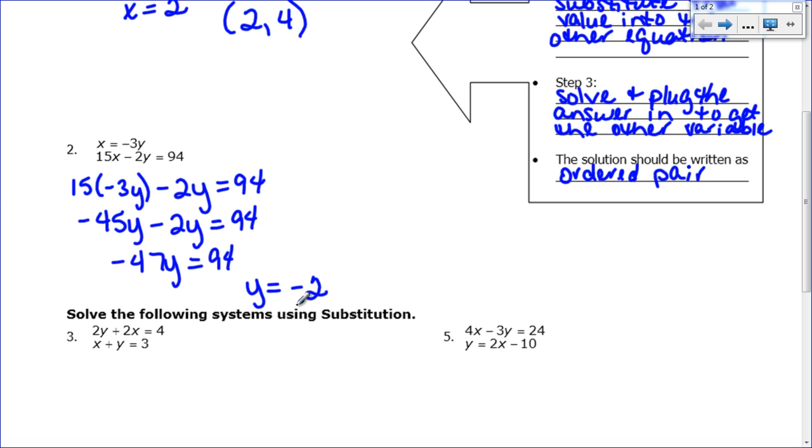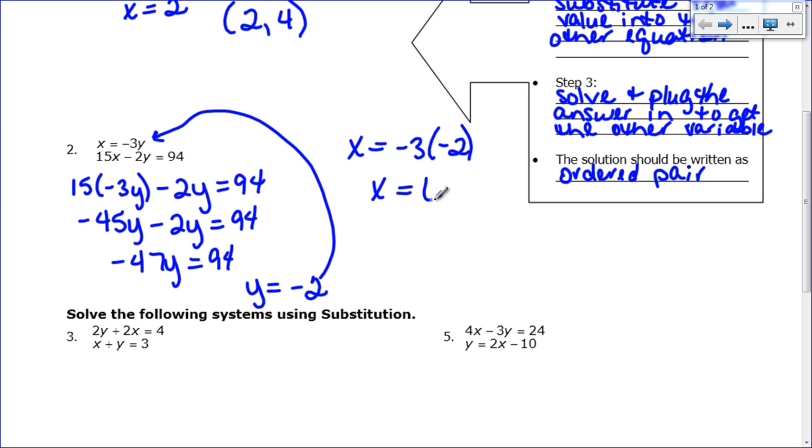So I have my y value, which I'm going to plug back into this top equation because it's the one that says x equals. So I'm going to go x is equal to negative 3 times negative 2, because that's what y equaled. So x is equal to positive 6. So my ordered pair solution is (6, negative 2).